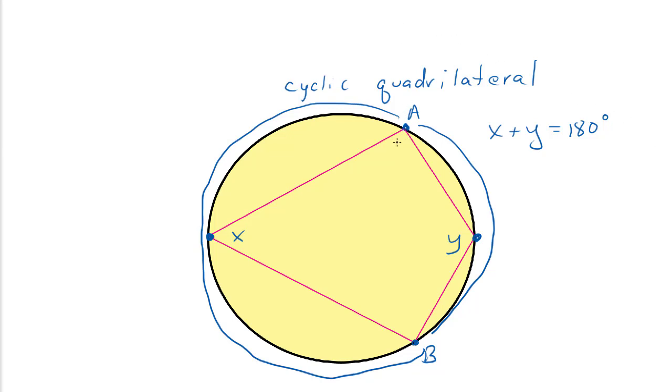If I knew angle A were, say, 95 degrees, that means the angle opposite in the cyclic quadrilateral, angle B, must sum to 180 degrees with the 95 degree angle. So angle B must be 85 degrees.